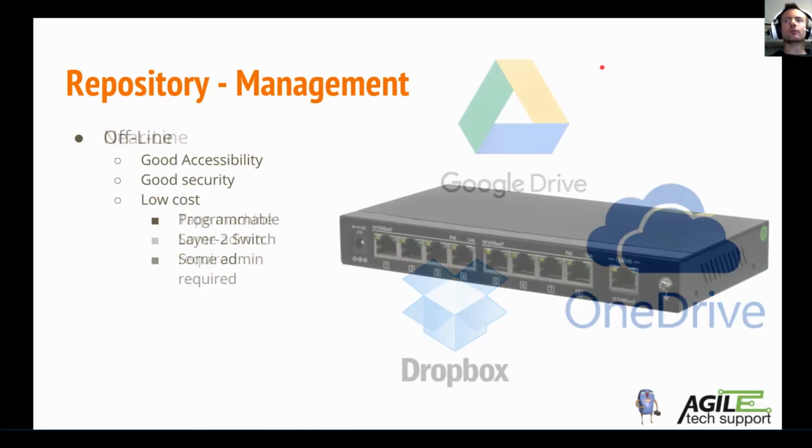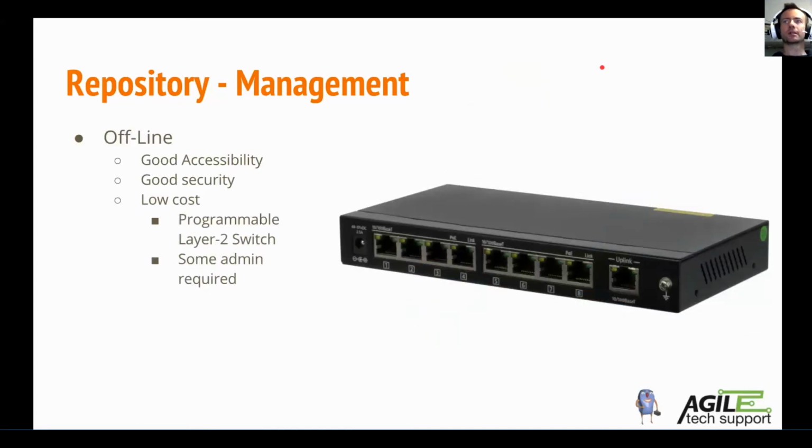An offline repository also provides good accessibility and good security for a reasonable price. An example would be implementing network storage via a programmable switch. A layer 2 switch can logically connect the network cable to run the backup and then logically disconnect that network cable after the backup is complete. It could even be set up on a timer, so there's no manual action required.